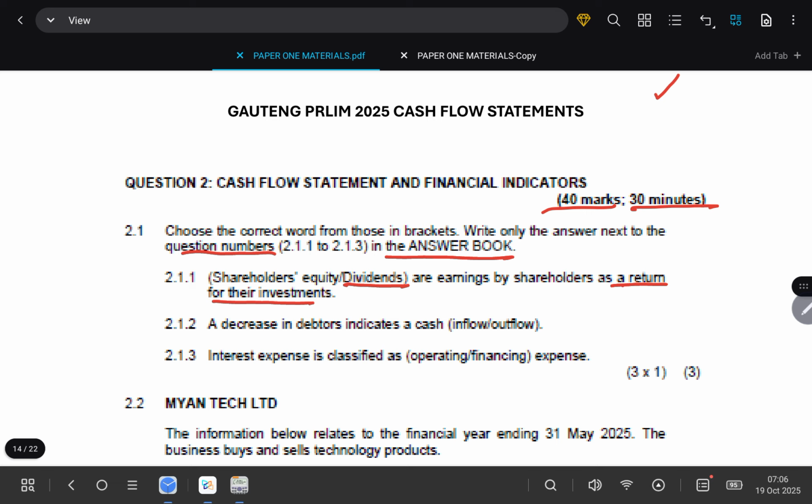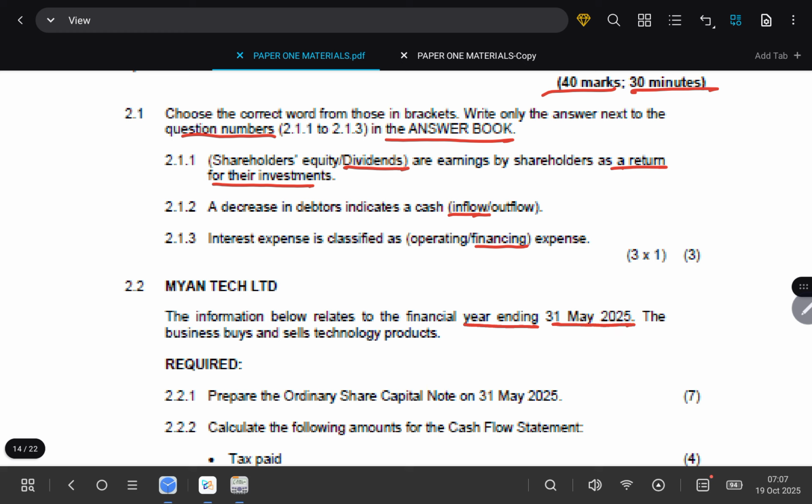Okay. Next, they're saying that a decrease in debtors indicates a cash inflow or outflow. This will be a cash inflow because remember, if your debtors are decreasing, it means that they are paying you. And then next, they're saying that interest expense is classified as operating expense or financing expense. Interest expense will be classified as a finance expense because if you check under operating expenses, we don't have interest expense.